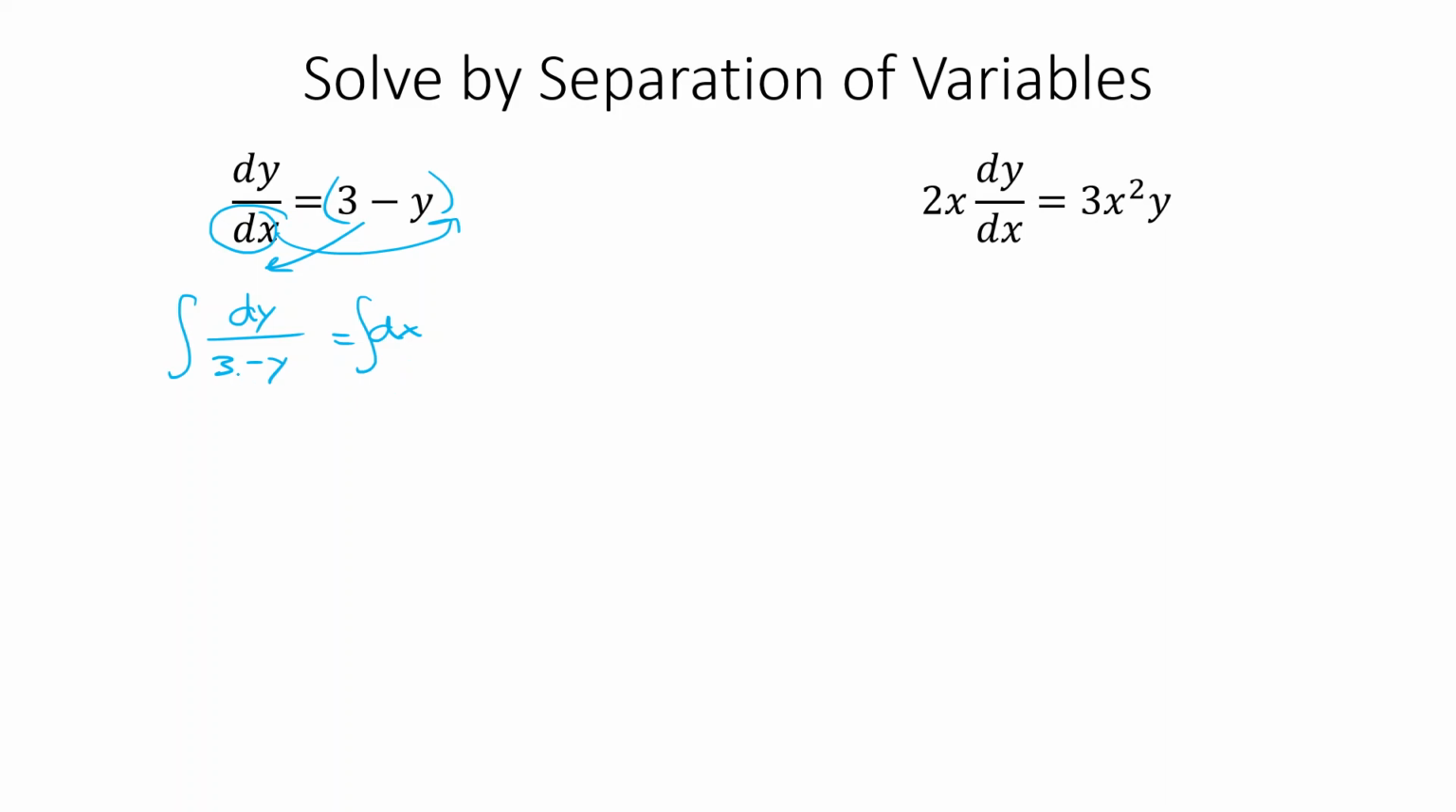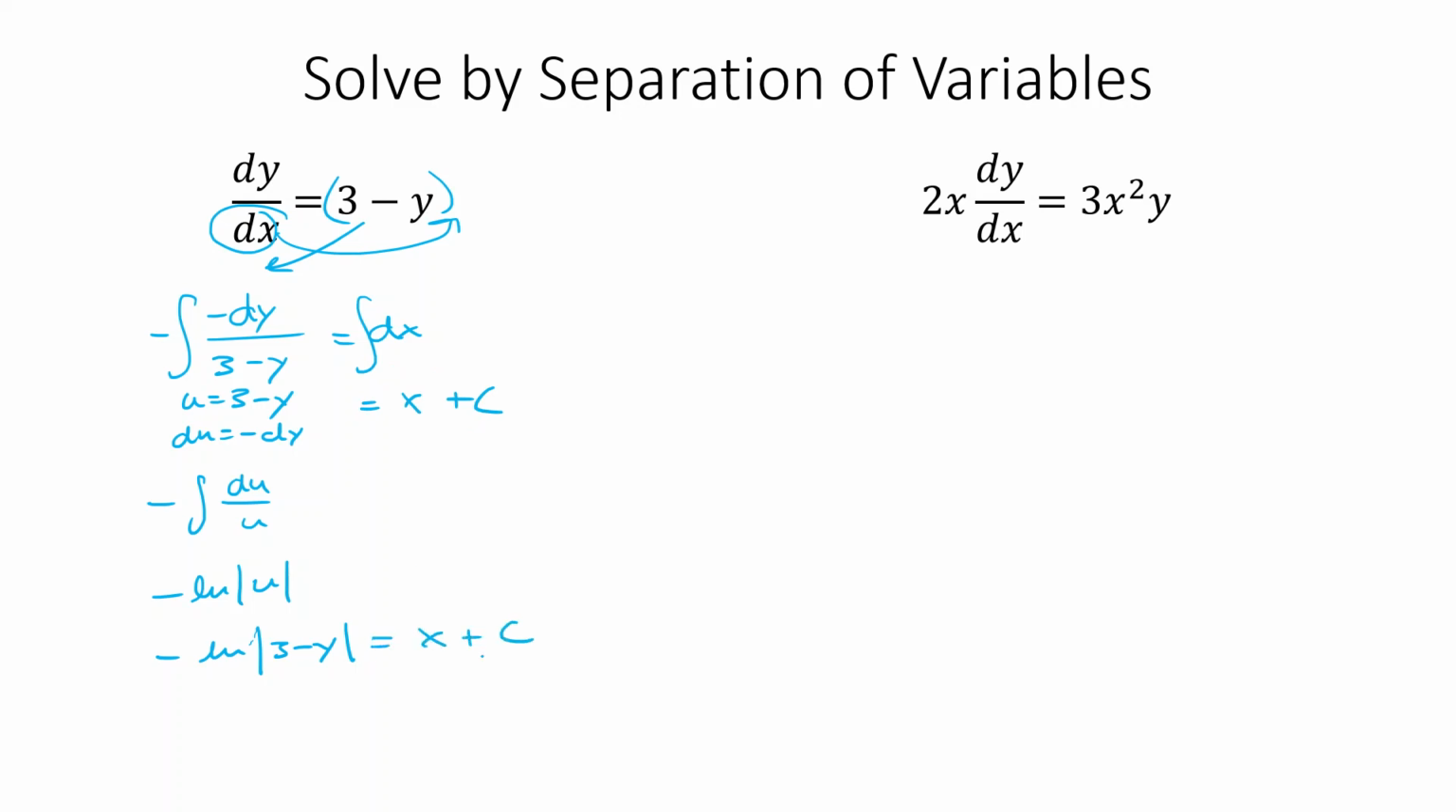The x side is probably a little bit easier here. We have to use substitution over here. So du is negative dy, so we have a negative here and a negative here. So we get negative the integral of du over u. So negative natural log of the absolute value of u, or negative ln the absolute value of 3 minus y. Over here, the integral of dx is just x plus c. I usually like to put the plus c on the x side, but you can really put it on either side. X plus c. There we go.